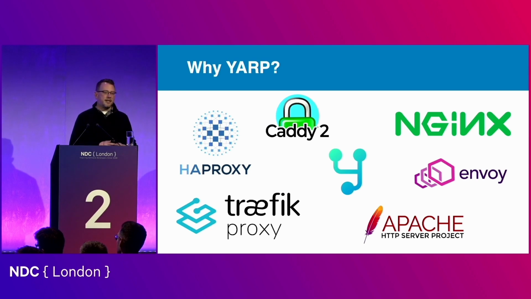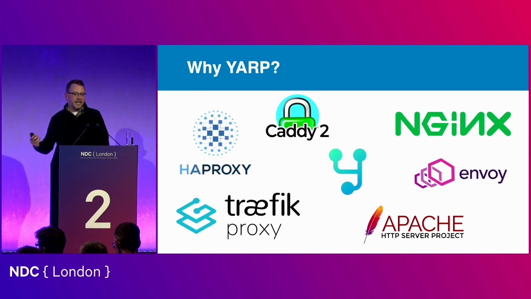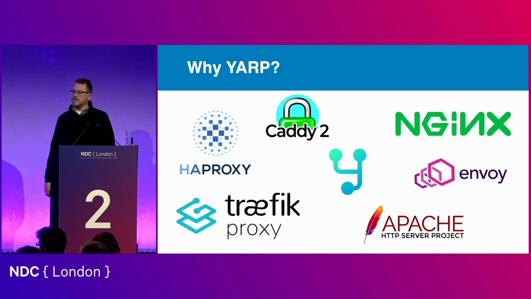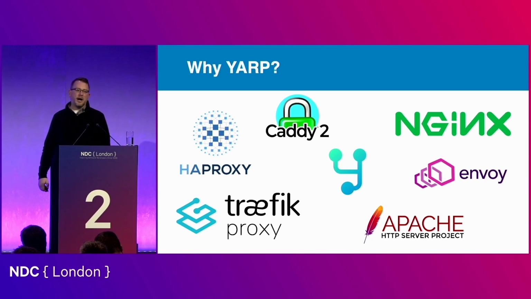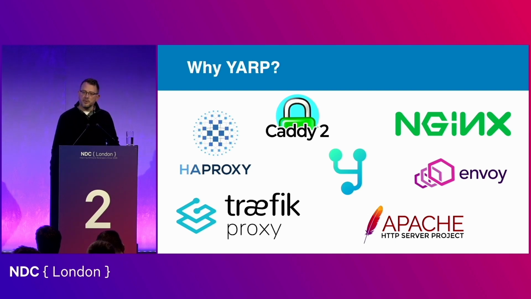So, as you would sort of guess from the name YARP, yet another reverse proxy, there's a ton of reverse proxies out there. So why bother creating another one, right? Why not just use these? And the answer is you can use these other ones, and they will be able to functionally do all the things that you want them to do.